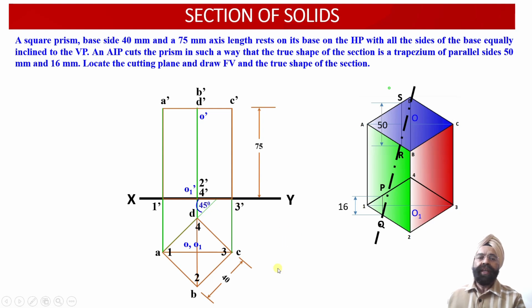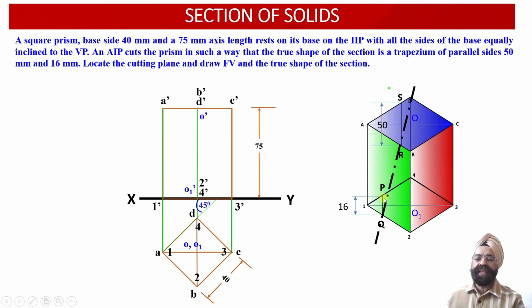So this way we have been able to obtain the orthographic front view and the top view projections of the square prism, which happens to be resting onto its base on the horizontal plane with all the edges of the base equally inclined with respect to the vertical plane. Now we know that the auxiliary inclined plane cuts the prism in such a way that the true shape of the section will be a trapezium having parallel edges 50 millimeter and 16 millimeter respectively.